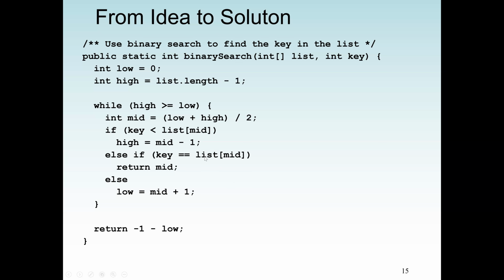Then if we cannot go any more, it means the item is not in the list, and we are going to return -1, meaning the item is not in the list.